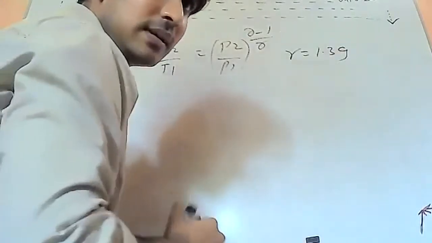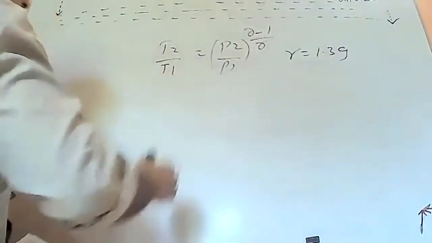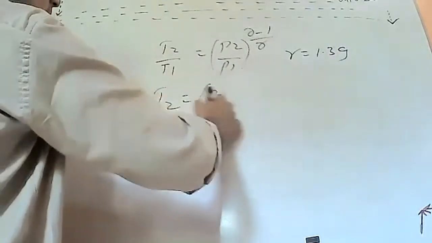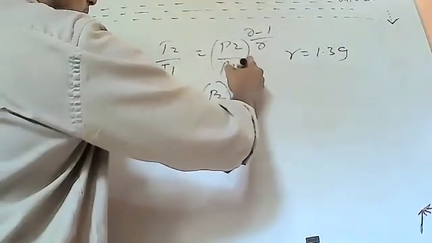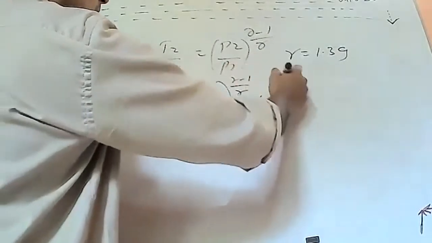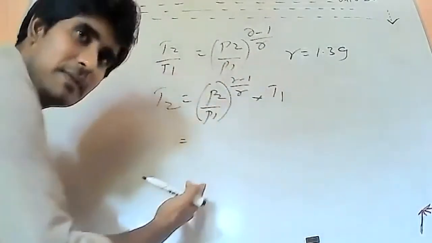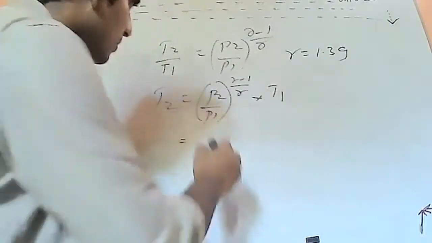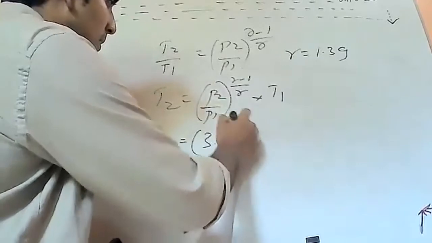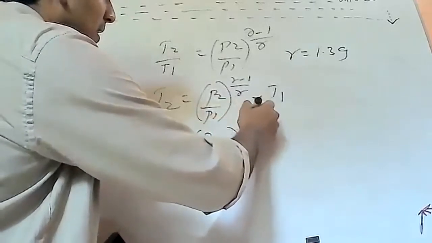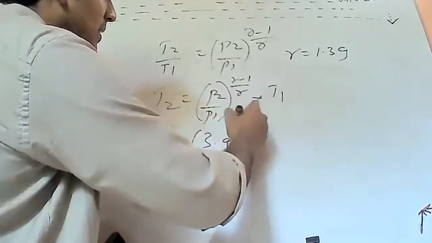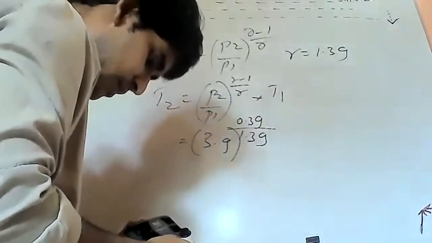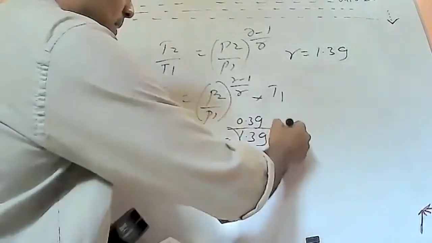Okay, gamma is 1.39. So what is T2? P2 divided by P1 to the power gamma minus 1 over gamma, times T1. P2 divided by P1, you know, right? Pressure ratio in single stage. Don't need to worry. So put 3.9. Gamma minus 1 over gamma is 0.39 divided by 1.39, because in the problem they have mentioned gamma as 1.39, so multiplied by T1.